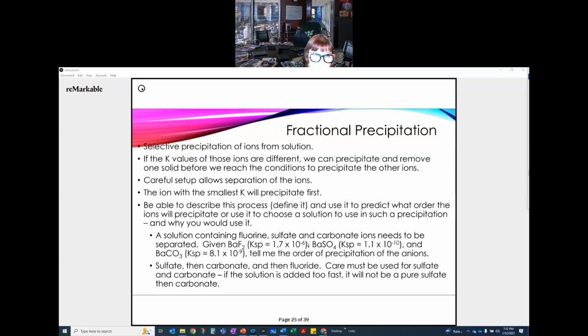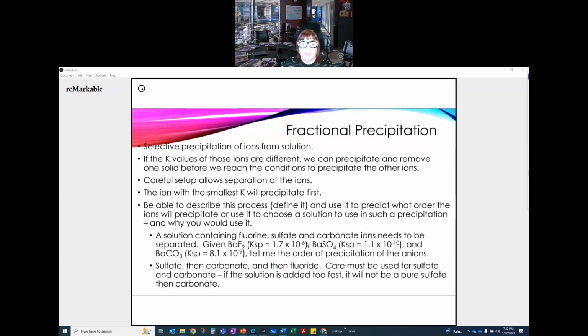When we talk about fractional precipitation, we selectively precipitate those ions from solution. Now, if the K values of the two ions that we're trying to precipitate are different, we can precipitate and remove one solid before we reach the conditions required to precipitate other ions. Okay? Careful setup for doing this will allow us to separate those ions. The ion with the smallest K precipitates first because it's the least soluble. So that's the one that's going to come out.